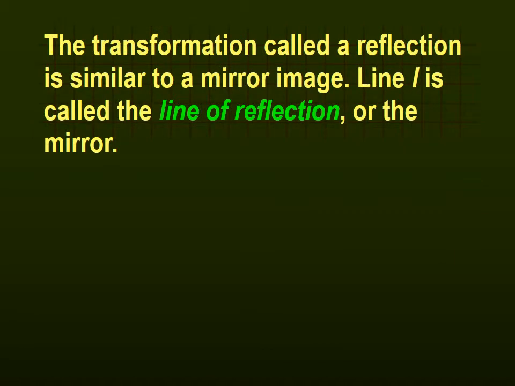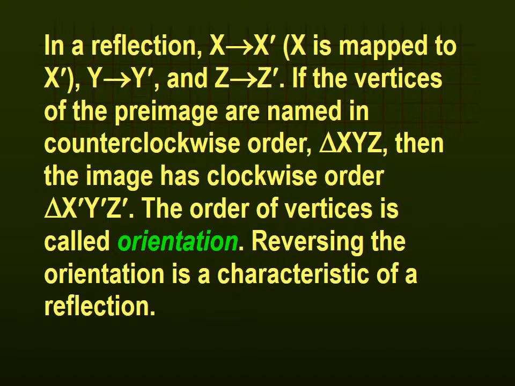The transformation called a reflection is a specific type of transformation. A reflection is basically like a mirror image. You're going to have a line, typically called line L, and it's called the line of reflection. That is basically the mirror, what's being reflected across. In a reflection, your preimage X is going to be mapped to the image X prime, and then your point Y will go to Y prime, and Z will go to Z prime.